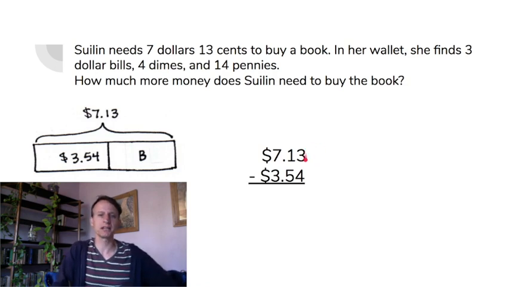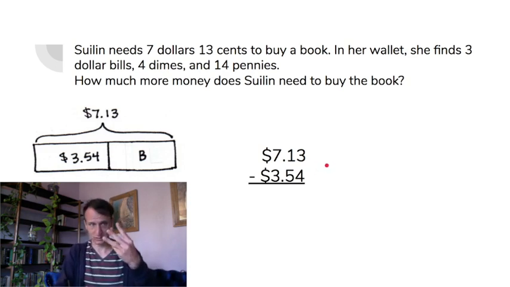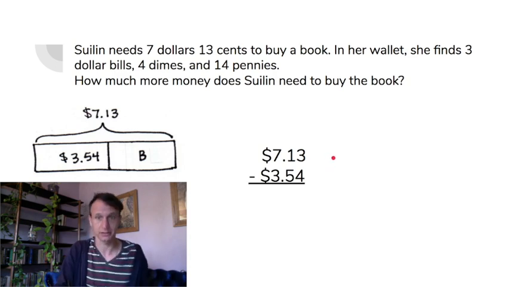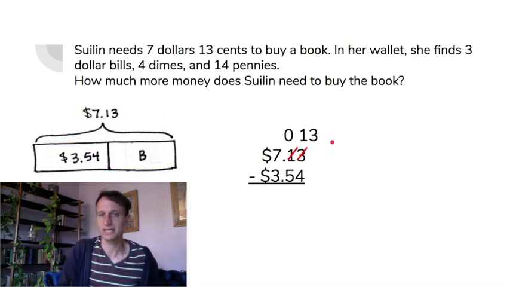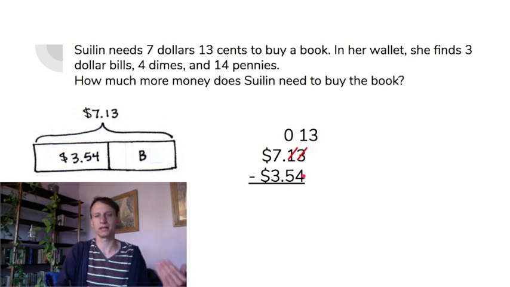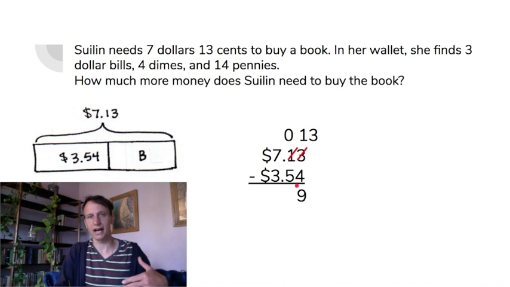So 3 minus 4 is 1. Ha ha, did not fool you. Very good. We need to regroup there. And if you ever get confused, hold up the 3 fingers and be like, can't take 4 away from that. All right, so we cross out that 3, go next door to the 1. The 1 is now a 0. The 3 is now 13. Now we can subtract. 13 minus 4 is 9. 0 minus 5 is 5.